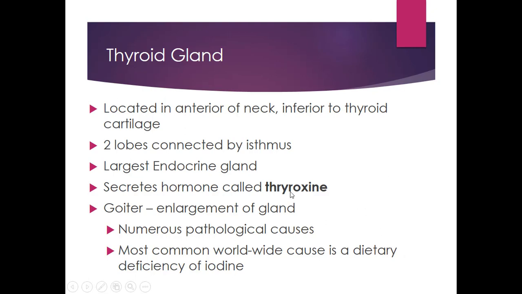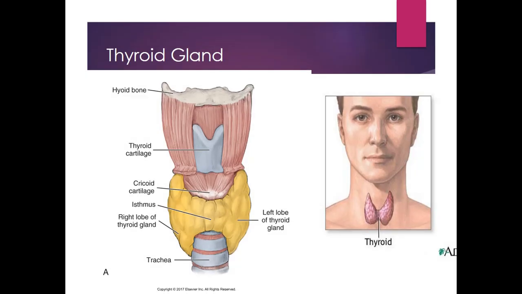So you might see this just walking past people on the street. There's numerous causes. There can be hypo and hyperfunction of the thyroid, and it can cause a goiter. Most common worldwide cause is a dietary deficiency of iodine. So here's your thyroid. Okay, we're all familiar with this. So here's your thyroid cartilage, here's your hyoid bone, and here's your thyroid. So here's your left lobe of the thyroid, the right lobe, and then it's the isthmus in the middle.